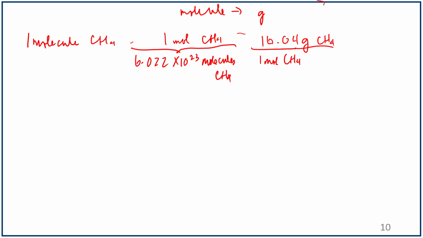If we do this math, be careful with the answer. It should be a really, really small number because it's just one molecule: 2.66 times 10 to the negative 23 grams of methane. And again, just watch the terms cancel out.